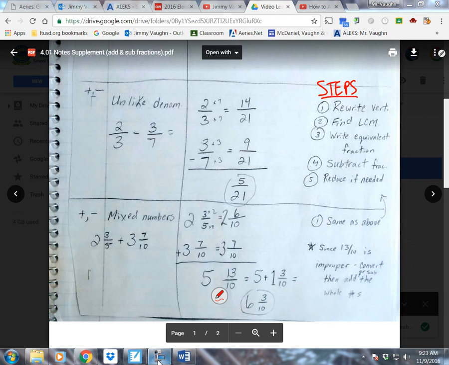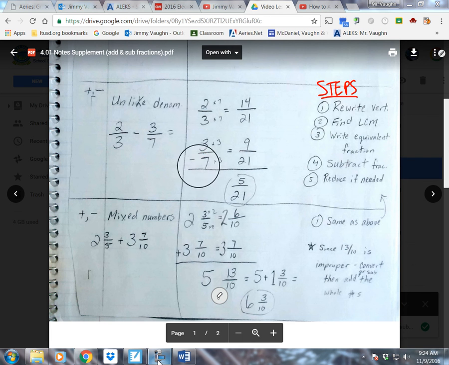So number one, rewrite vertically. Not everybody will do this, but this is the way I like to do it. You rewrite them up and down, then write an equivalent fraction that has the same denominator. I'm looking at the denominators, 3 and 7. What is the least common multiple they have? That is 21. So 3 times 7 equals 21, and 7 times 3 equals 21.